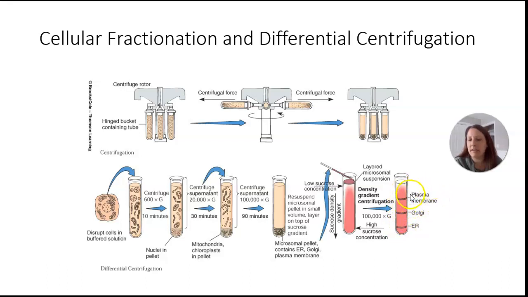So the plasma membrane is the least dense. It's going to come out up here towards the top. The Golgi is more dense, and the endoplasmic reticulum is denser. Okay, so again, this is a way that we can separate out the parts and pieces and actually study the parts and pieces of a cell. So the microscope is great to look and find stuff, but this is better for studying individual parts and pieces, biochemically.